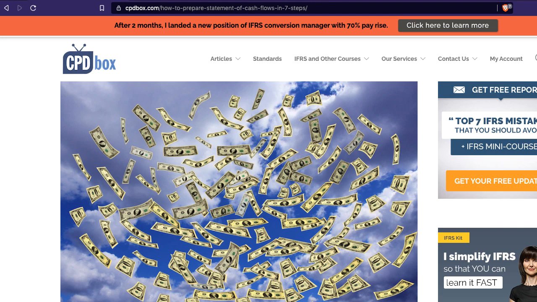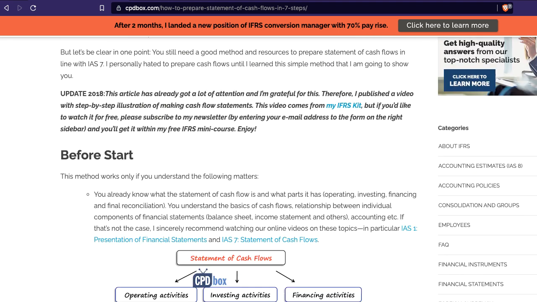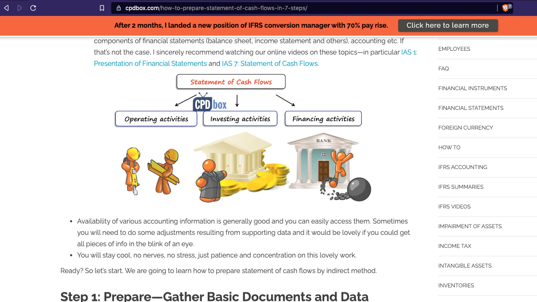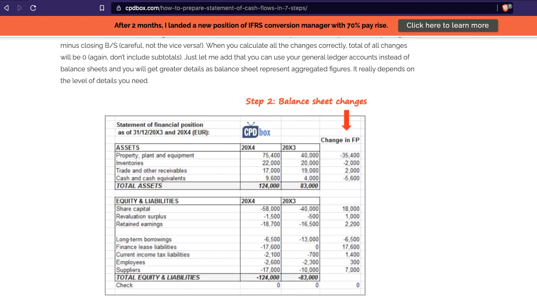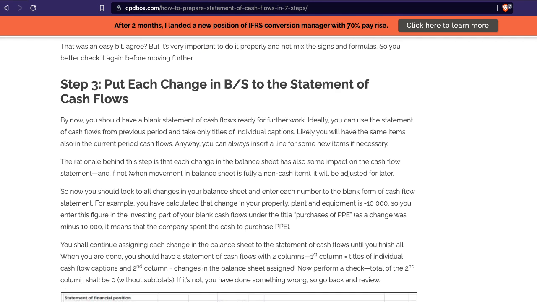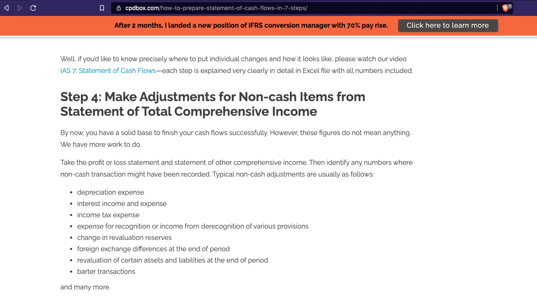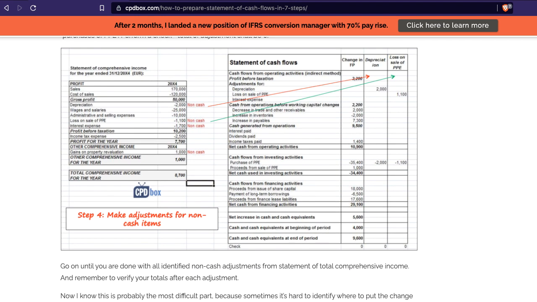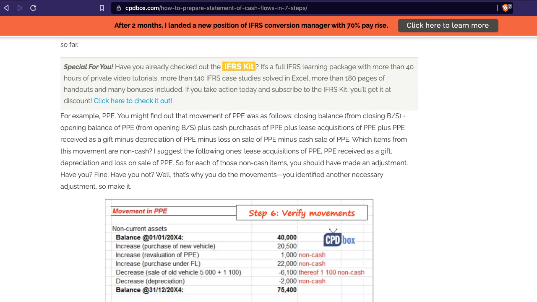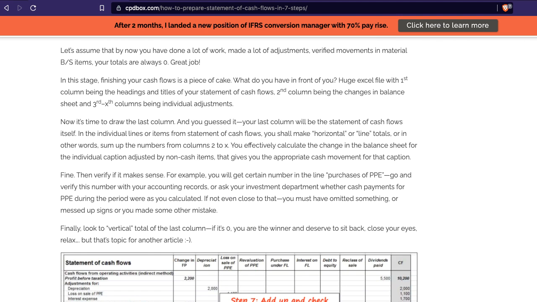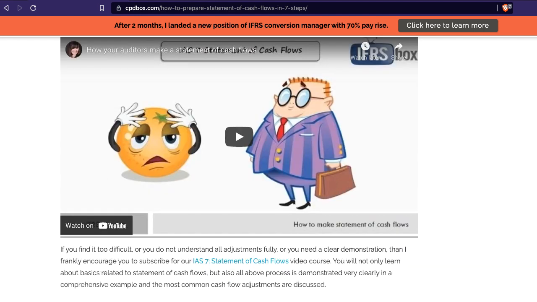Now, before I start with the actual steps of making this particular statement of cash flows, let me point you to one of my articles on my website, where I described all the steps in detail. I always use this method of preparing the statement of cash flows because it's simple, logical, easy to follow, and always gives good results. If you're unsure how to do that, I sincerely recommend reading the article first. There is also a 14-minute video at the end of it with basic explanations of making a statement of cash flows. The link to this article is in the description below this video.